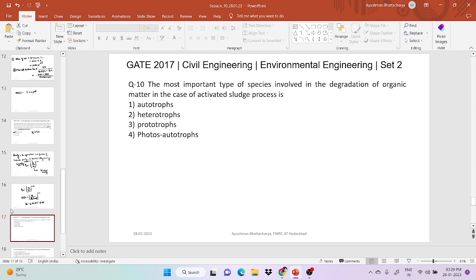The next question says, the most important type of species involved in the degradation of organic matter in case of the activated sludge process is: first is autotroph, option second is heterotroph, third is prototroph, and fourth is autotroph. Okay, so basically what happens in the activated sludge process, in presence of food mass and oxygen, heterotrophic bacteria convert food mass into biomass.